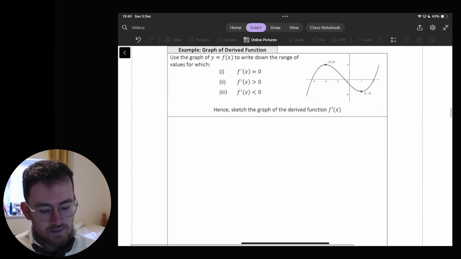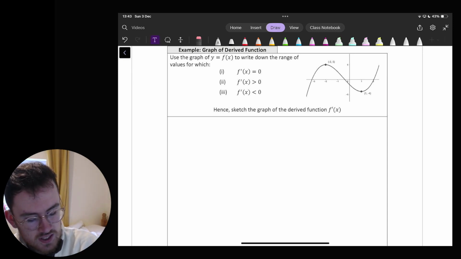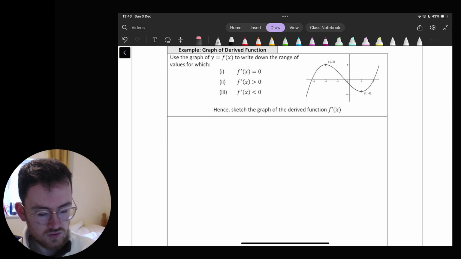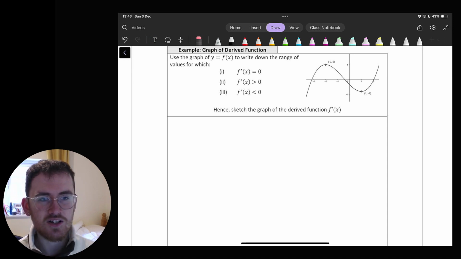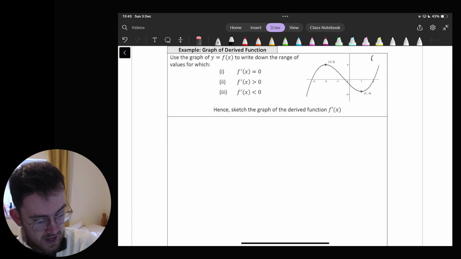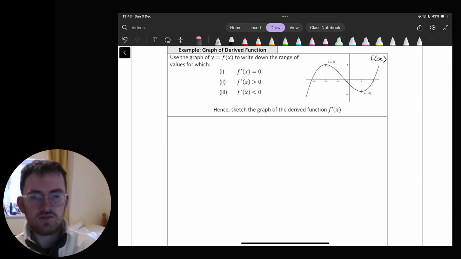If we're looking at an example here: use the graph of f of x to write down the range of values for which the derived function is equal to 0, the derived function is greater than 0, and the derived function is less than 0. On the right hand side here, what we have is the graph of the original function, f of x. And they want us to use that now to talk about the derived function.